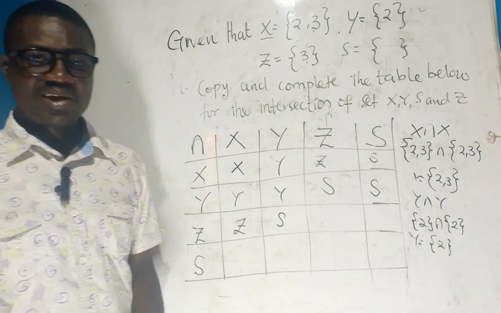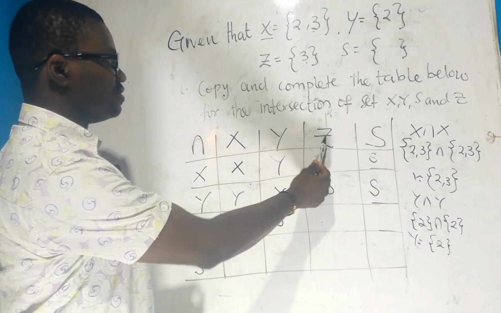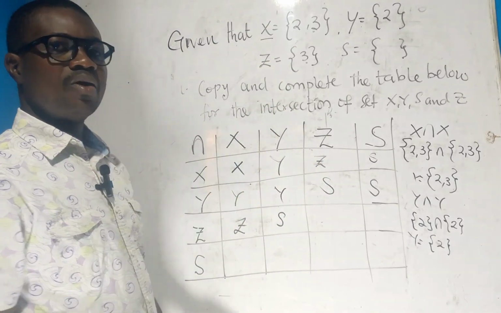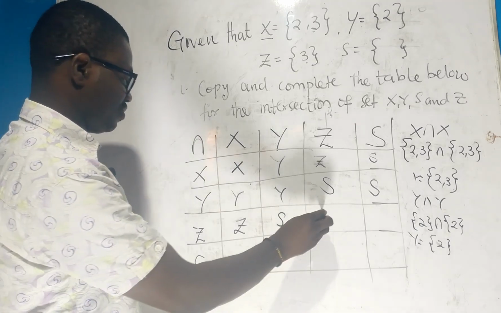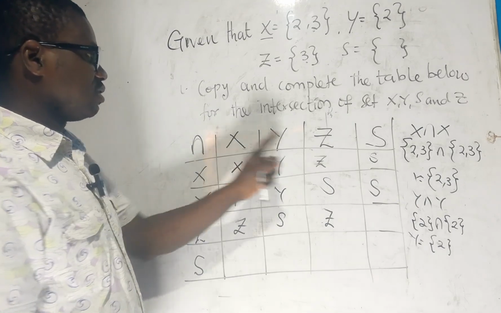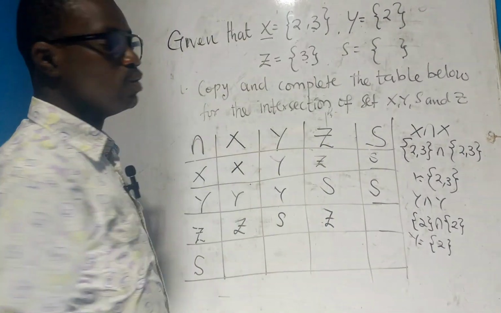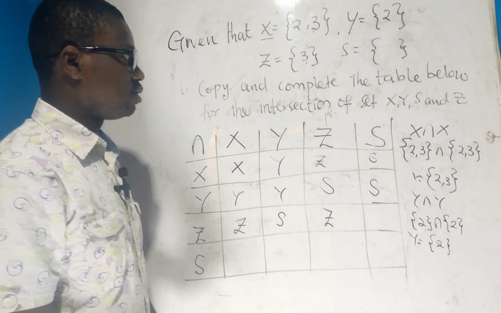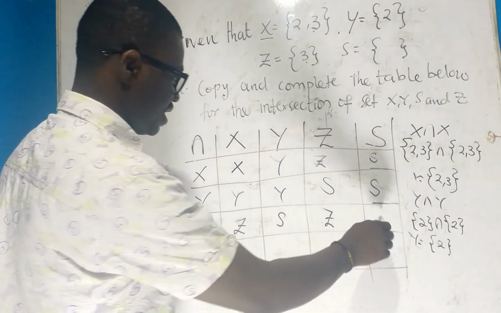It's becoming interesting, right? Now let's look at this one. Z intersection z. 3 and 3, common 3. Which set contains 3? It is z. So simple. Z intersection s. There is no common intersection, so you have an empty set. What set is the empty set? The s.